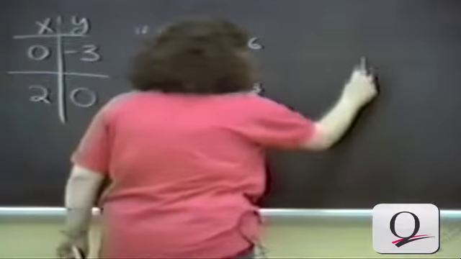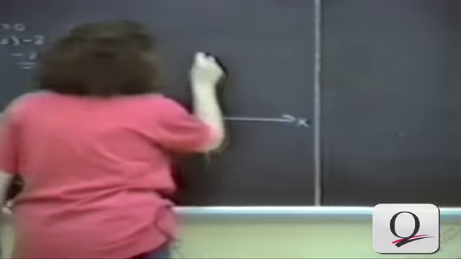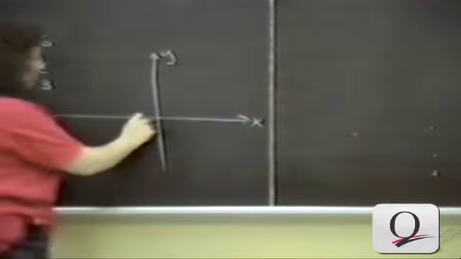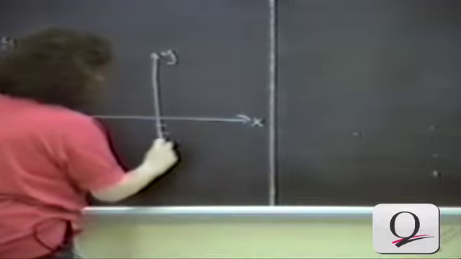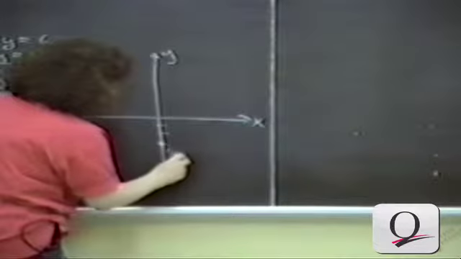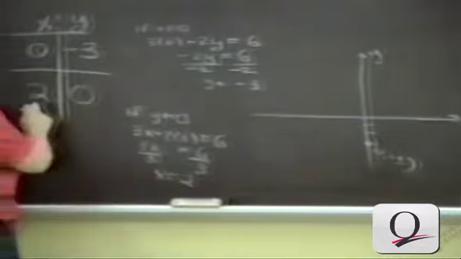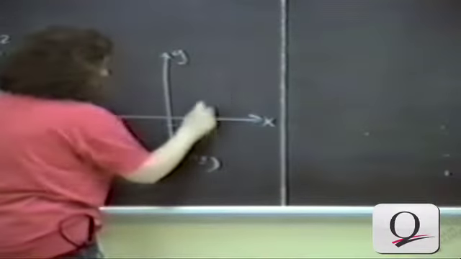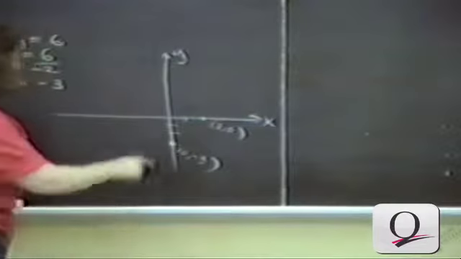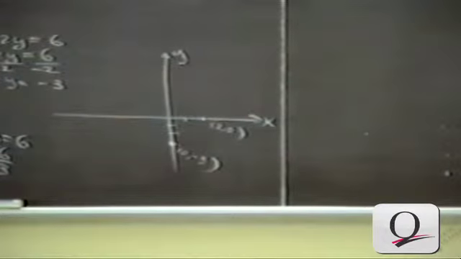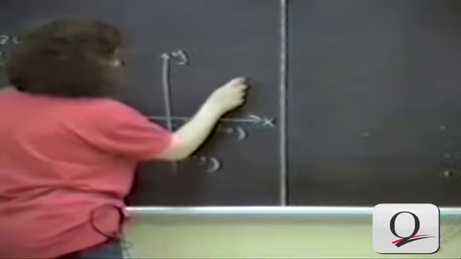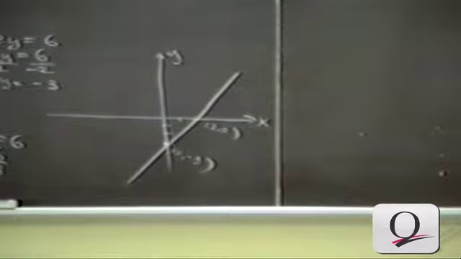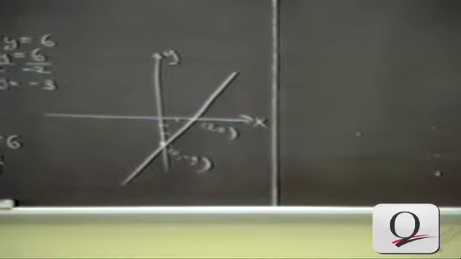Okay, if we now plot those 2 points, 0, minus 3, 0 down 3, and 2, 0. To the right, 2. And then don't go up, don't go down, stay on the x-axis. The x-intercept was 2. Remember, the y-intercept was minus 3. And we've sketched the graph. That's supposed to be a straight line. Okay, we've sketched the graph of this equation here.